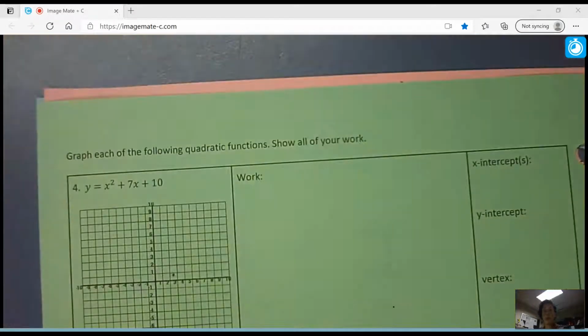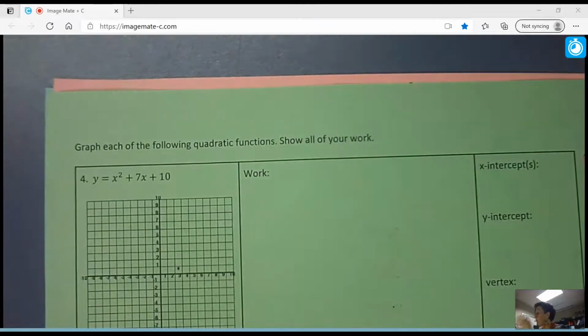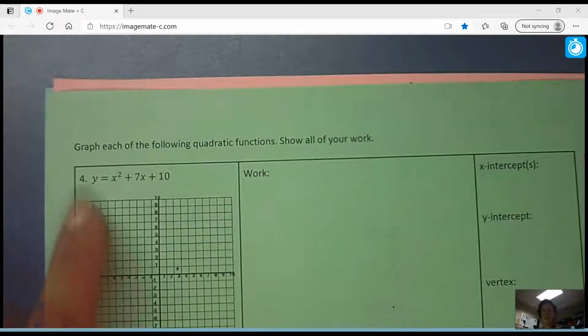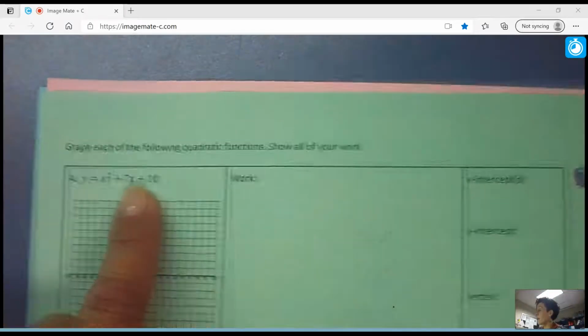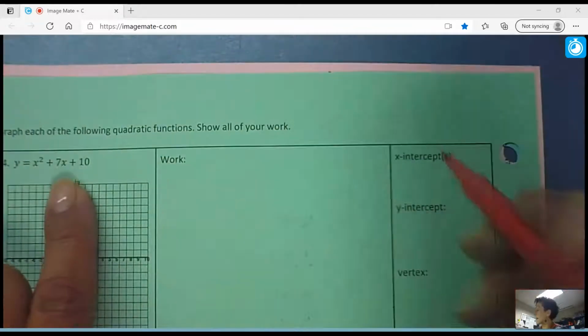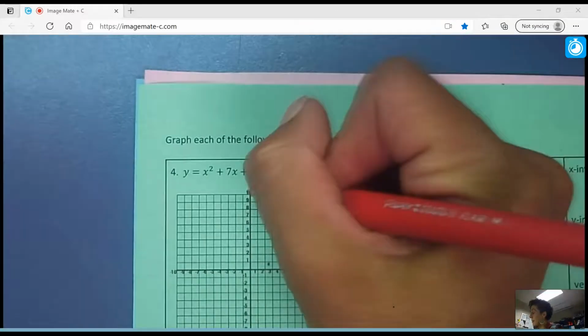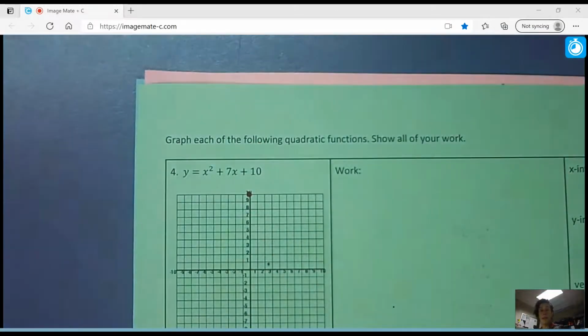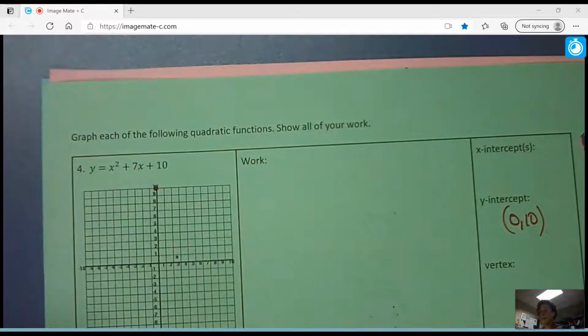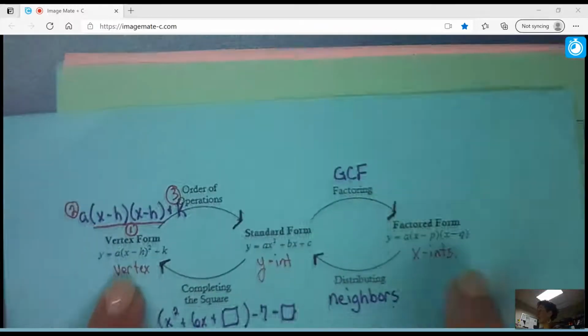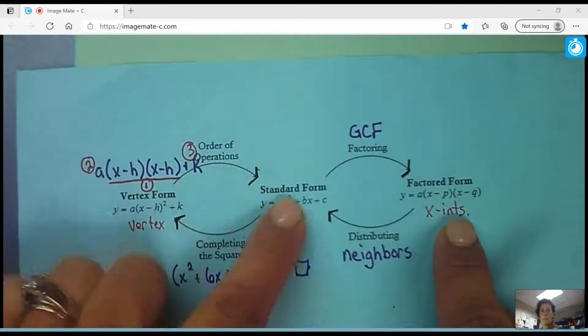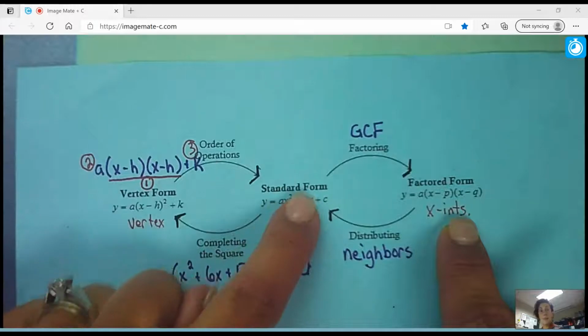So here what we're going to do is we're actually going to graph. And so given one form, we will have to find the others. So right now, this is in standard form, which is going to tell me this y-intercept of 0, 10. So I'm going to go ahead and put that graph there. And now to get the other forms, it really doesn't matter which one I do first. So I'm just going to go ahead and get this into vertex form first.